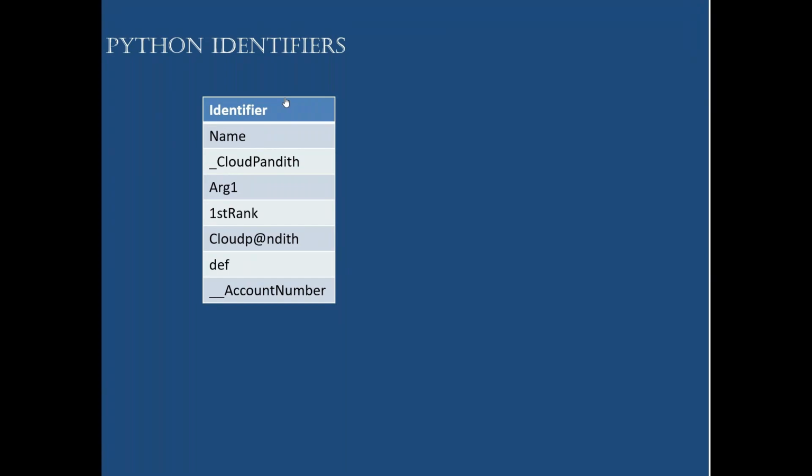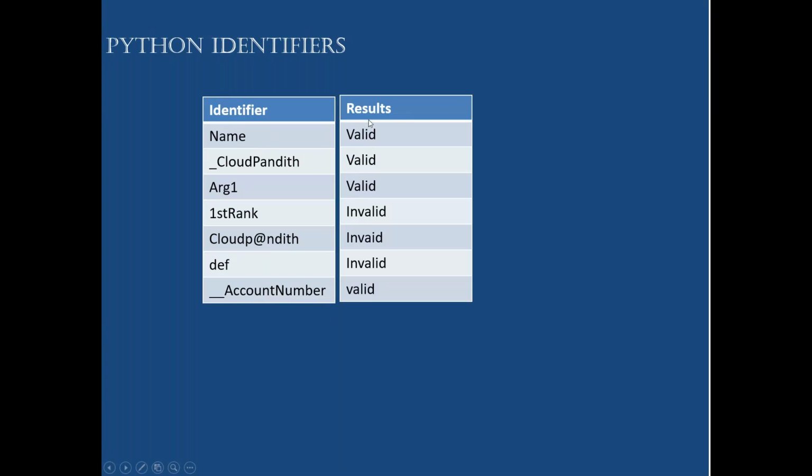Okay, so let me answer it. The first one is valid because there is no problem at all. The second one is valid because there is no problem; underscore is fine. The third one is valid. The fourth one is not valid because it starts with a number. The fifth one is not valid because it uses the at sign. Next, def is a keyword, so it is also invalid. Underscore account number is still valid because it's strongly private. So the first three are valid, the next three are invalid, and the last one is valid again.